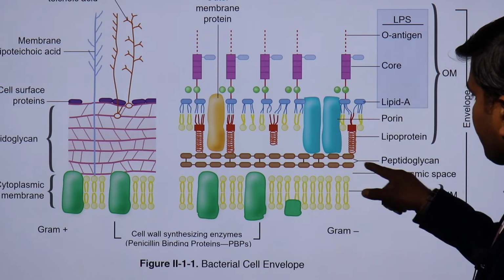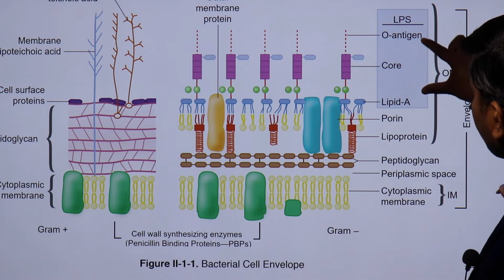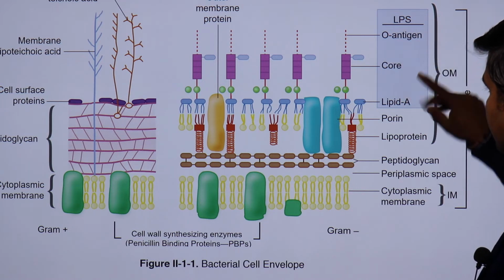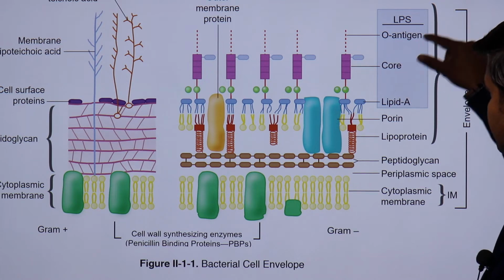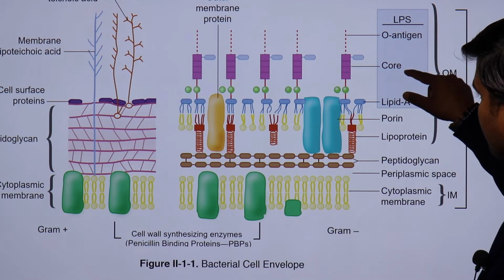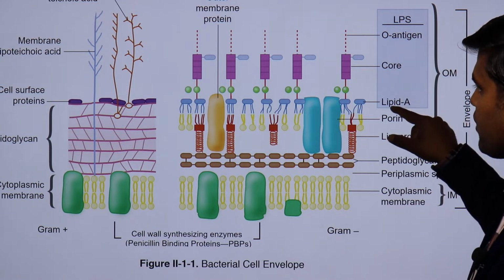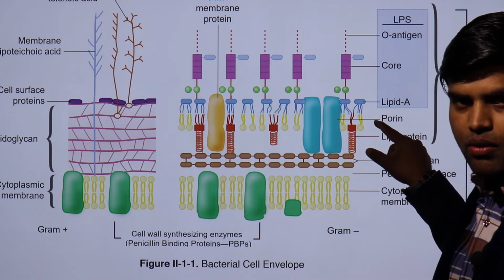It has the lipoprotein bridging, and the main component, the LPS, lipopolysaccharide, which has three parts: the O antigen, the outer surface, which is the somatic antigen; then a core part; and the lipid A. This lipid A is the toxic component which is responsible for the endotoxic shock.